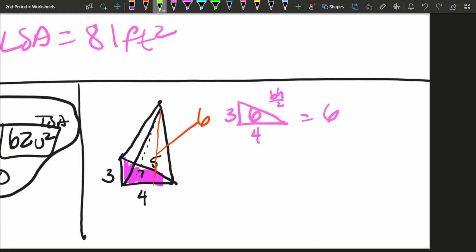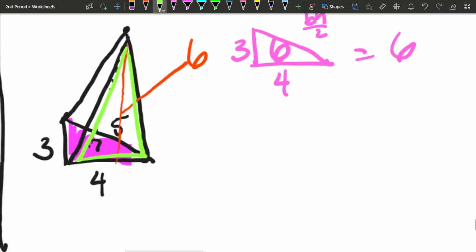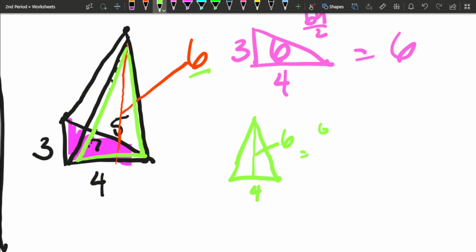So now we're going to look at this one right here. Are all the sides the same? That's what we're going to find out. Let's look at the green one. And I'm going to draw it over here. Same formula. What number goes on the bottom? 4. Very good. And how tall is it? 6. So what is 6 times 4? 6 times 4 divided by 2. So it's going to be what?